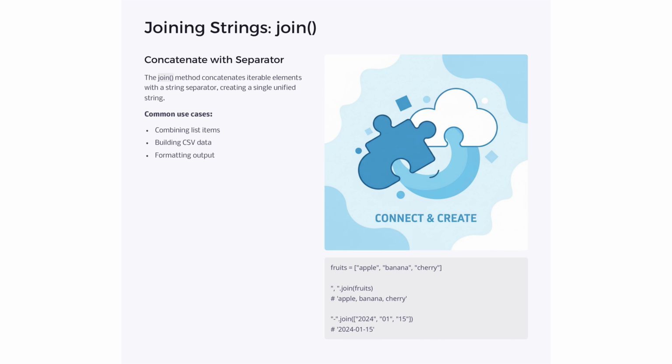The join method concatenates elements of an iterable using a specified separator, forming a single string. It's commonly used for combining list items, building comma-separated values data, and formatting output. For example, joining apple, banana, cherry results in "apple, banana, cherry", while joining 2024, 01, 15 with a dash produces 2024-01-15.